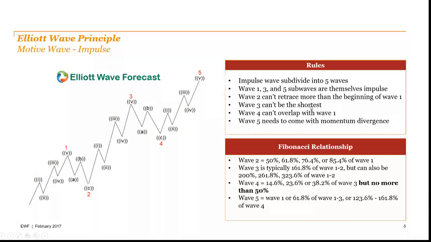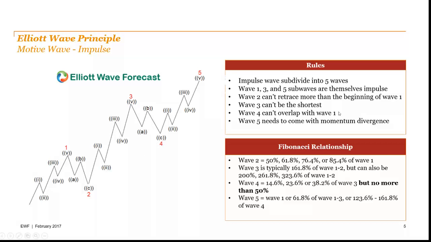That's what it means, cannot overlap. Okay, in fact, in our company EWF, we have another additional rule that basically protects us. We say that when wave 4 goes more than 50% retracement of the wave 3, more often than not, that's no longer a wave 4 because that's too deep.